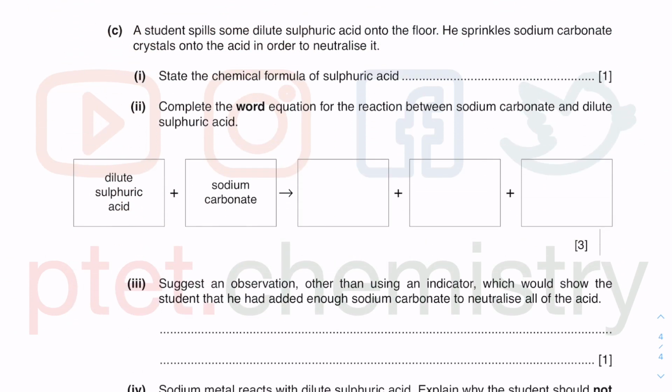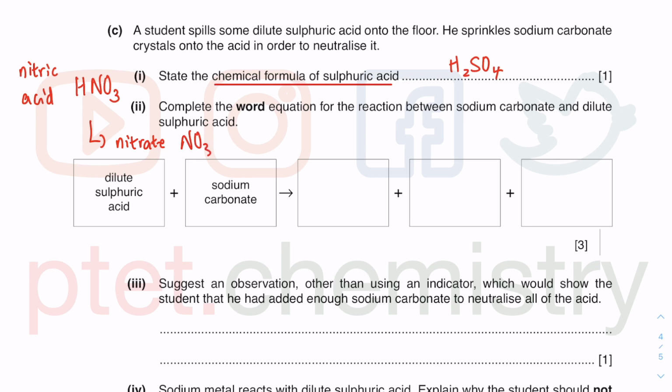Part C, so this student spilled some dilute sulfuric acid. What is the chemical formula for sulfuric acid? It will be H2SO4. There are two more acids that you're supposed to know from this topic. Nitric acid is HNO3. Then you will get the salt, nitrate salt, which is going to be NO3 minus.